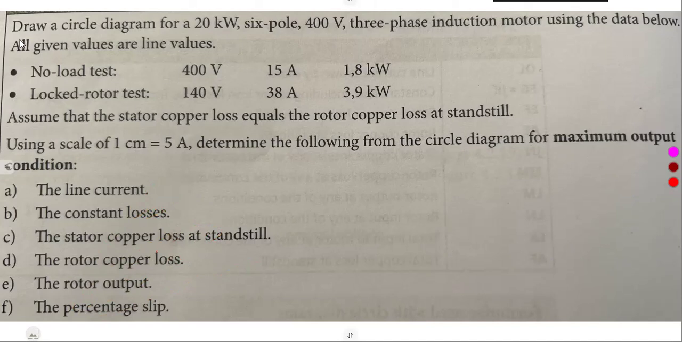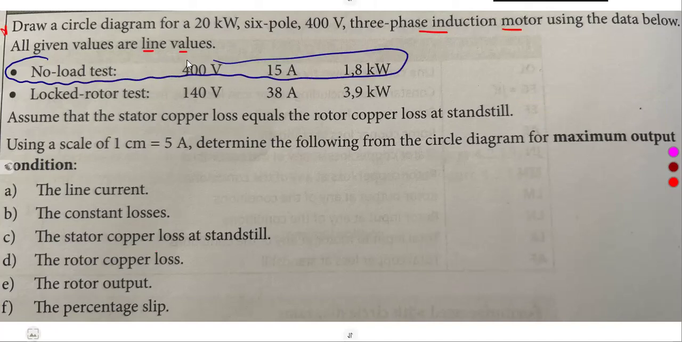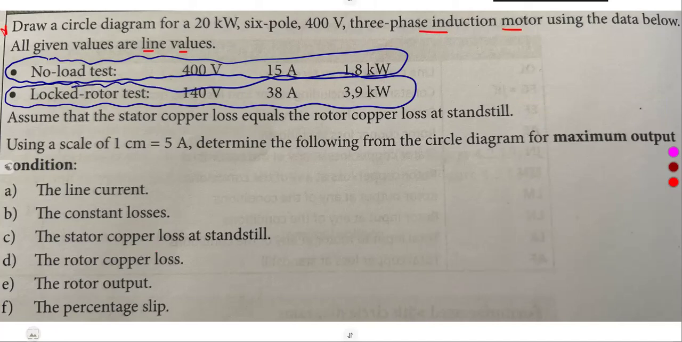So the question that we have was to draw a circle diagram for a 20 kilowatt, 6-pole, 400-volt, 3-phase induction motor using the data below. All given values are line values. The values that we are given here are line values. So we had a no-load test with its corresponding values. We also have a locked-rotor test with its corresponding values.